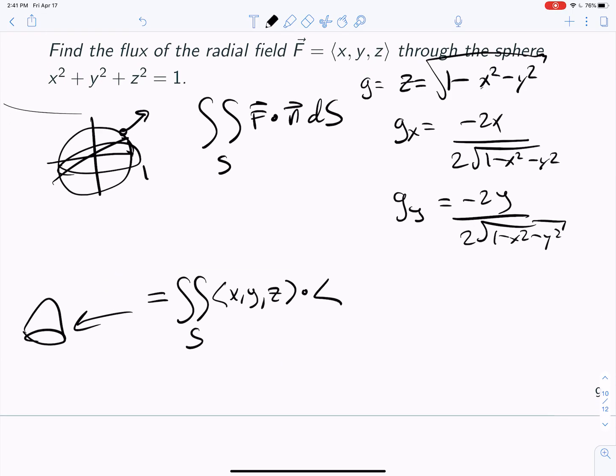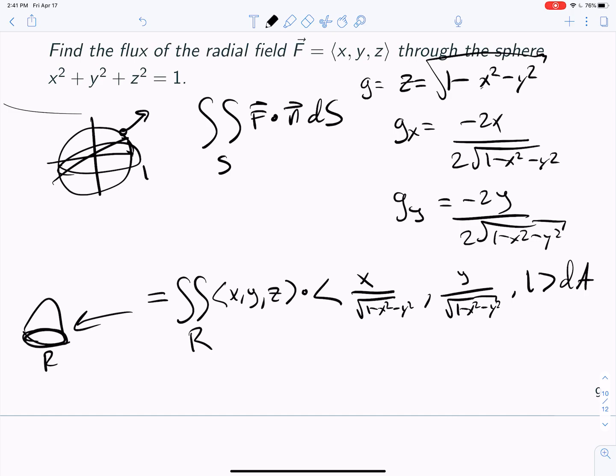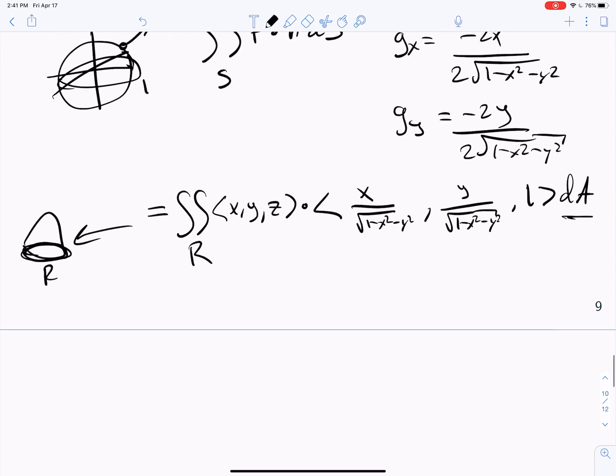So when we do the dot product, we're going to get negative gx, so that's just going to be x over root 1 minus x squared minus y squared. Negative gy, so that's going to be y over root 1 minus x squared minus y squared, and then 1 dA. Okay, so now we've swapped out the surface for the shadow it lands under the surface, this region R down here, dA, because remember we've packaged up the stretch factor in there. When we do this dot product, we integrate over the region R.